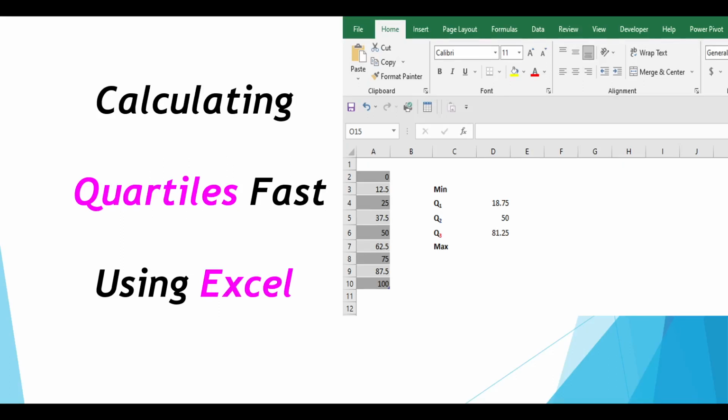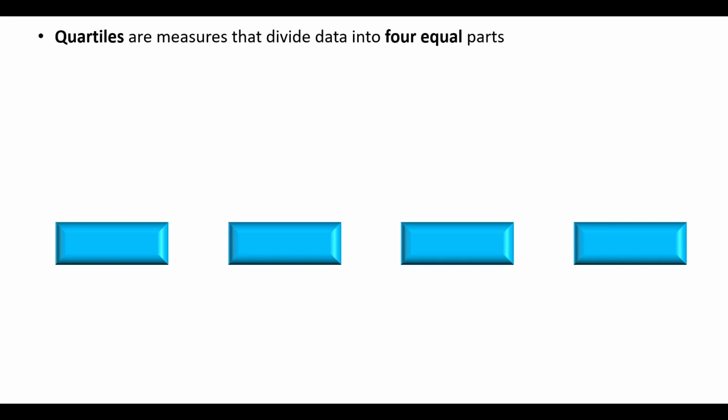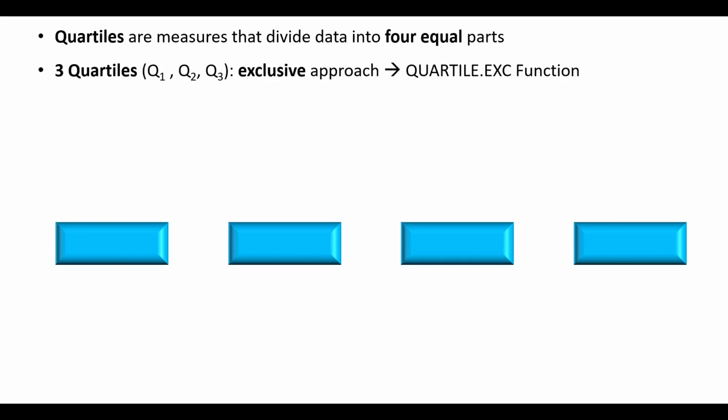Today we are going to talk about how we can calculate quartiles fast using Excel. Quartiles are measures that divide data into 4 equal parts. So we have 3 quartiles, Q1, Q2, Q3, according to the exclusive approach that is consistent to the QUARTILE.EXC function of Excel. The first quartile separates the lowest 25% of data from the upper 75%.